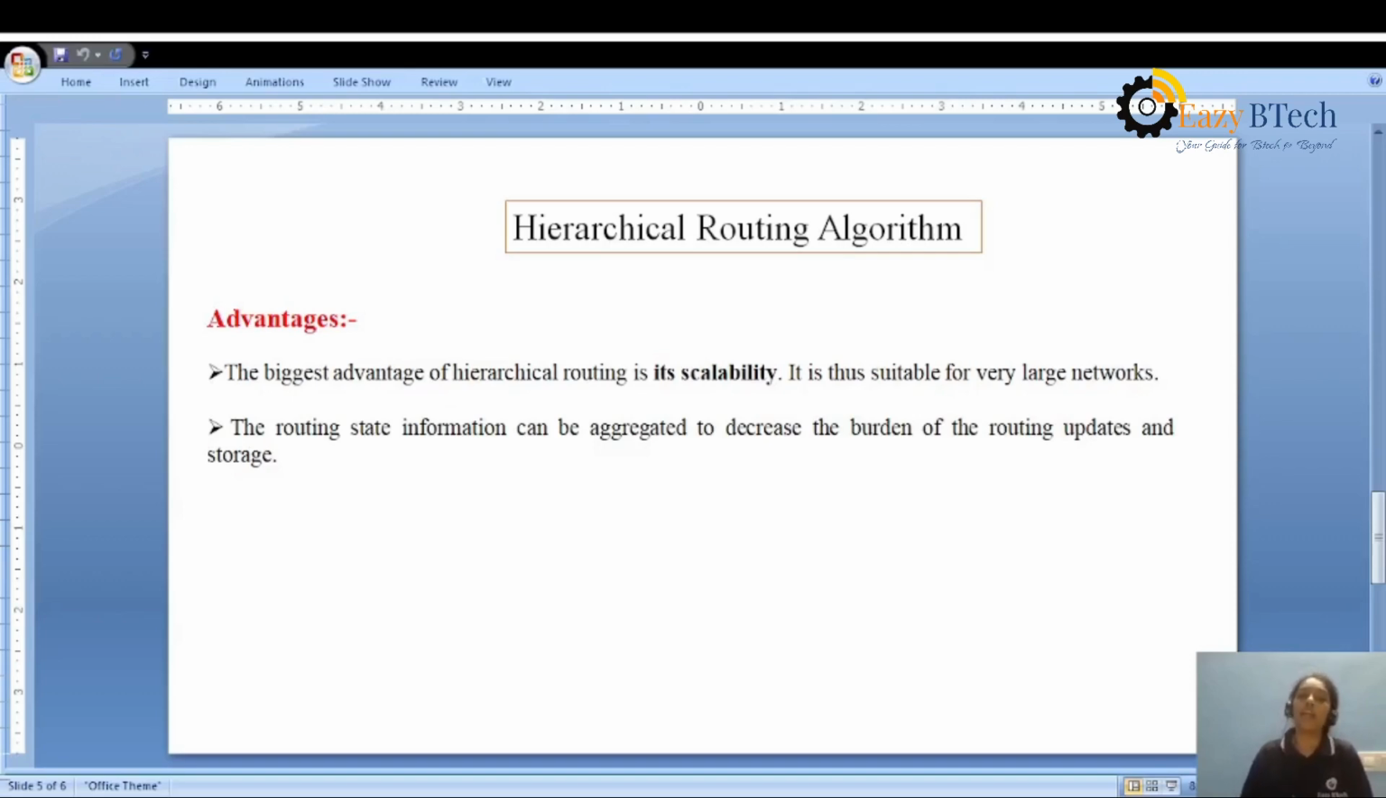The second one is that the routing state information can be aggregated to decrease the burden of the routing updates and storage. Whenever a point updates, the routing table will always be updated. It is also slightly difficult to update a large routing table. So these two problems are eliminated by using the hierarchical routing algorithm. This is about the hierarchical routing algorithm, and we can discuss the different types of broadcast routing algorithm and distance vector routing algorithm in the next videos.